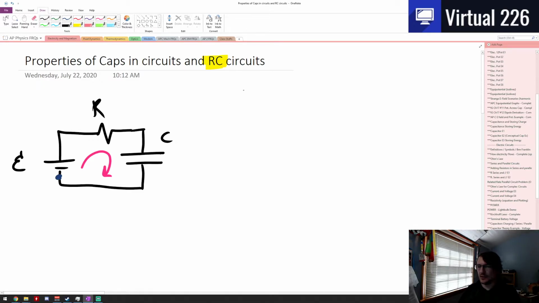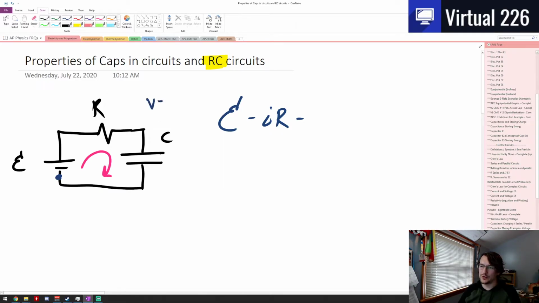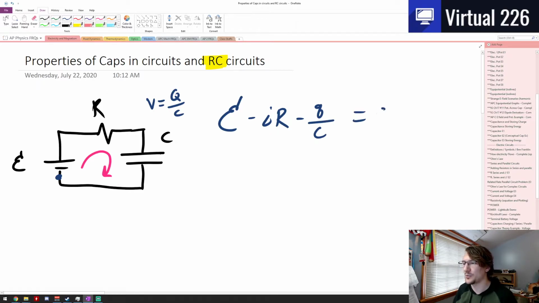Starting here behind the EMF, I'm going to have an EMF minus IR, and then minus, and then what's the voltage drop of a capacitor? Well, that voltage drop is equal to Q over C. So minus Q, and in this case, I'm not going to use a capital Q. I'm going to use whatever charge is on the capacitor divided by the capacitance, and this will equal 0.